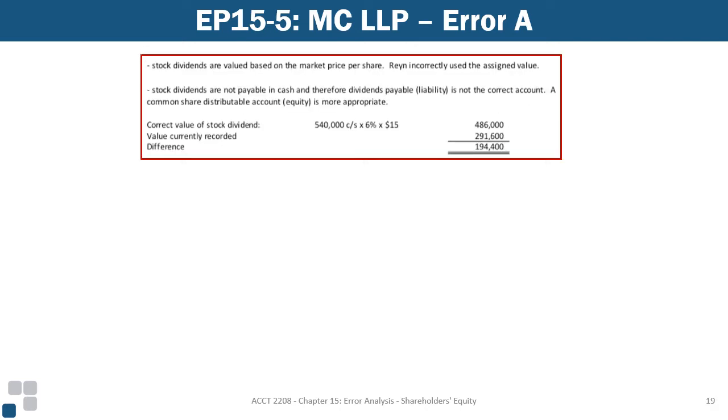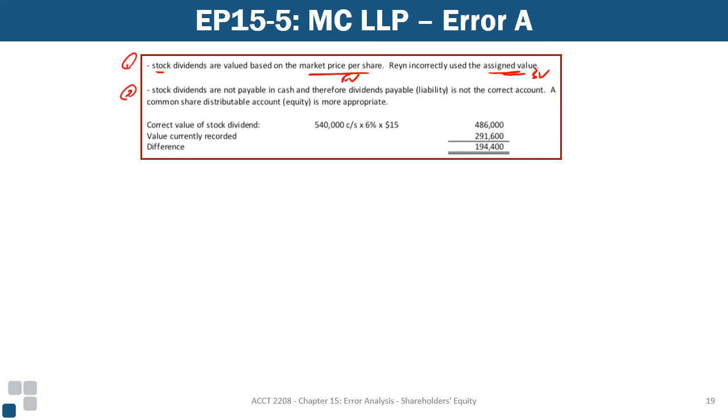So what did the company do wrong? Well, there's 2 errors here. First is that stock dividends are valued based on the market price per share, also known as the fair value per share, and the company used the assigned value or the book value per share, which is wrong. So that's the first error, number 1.